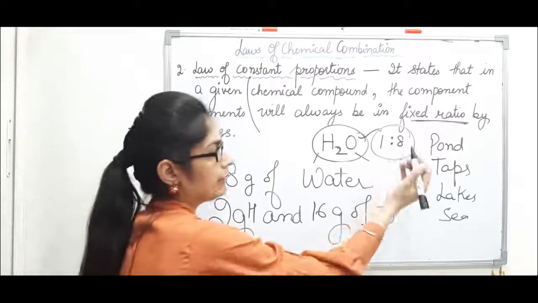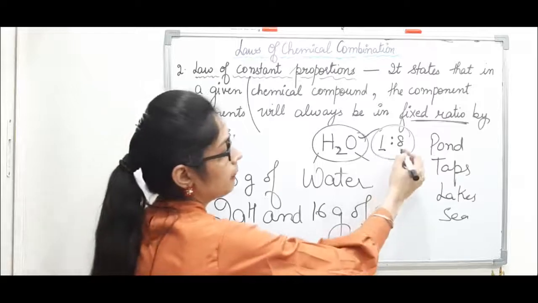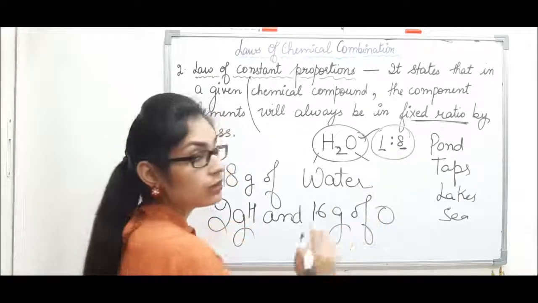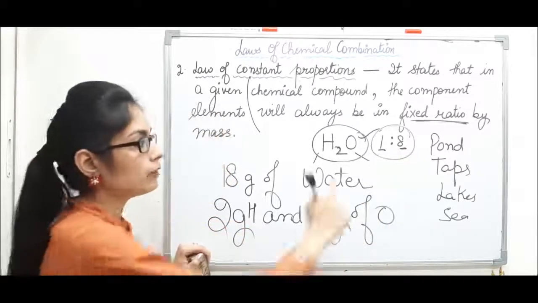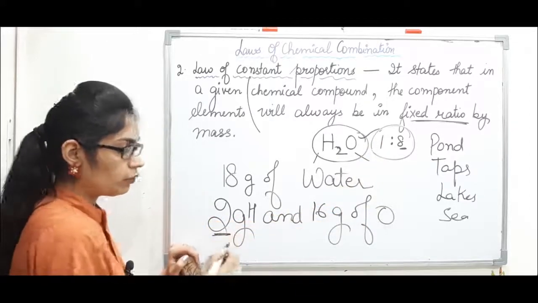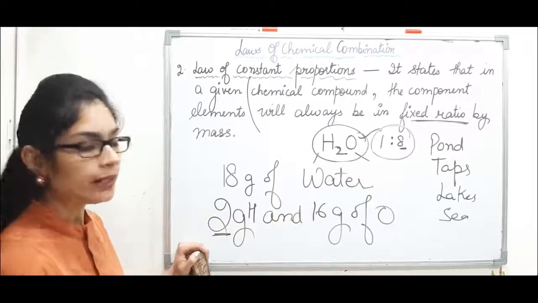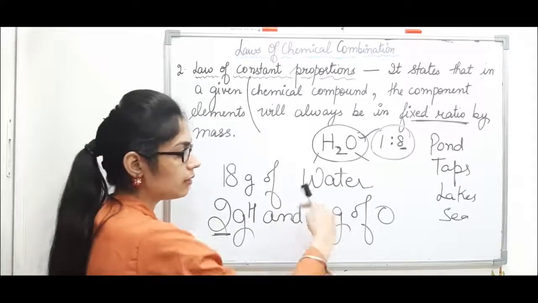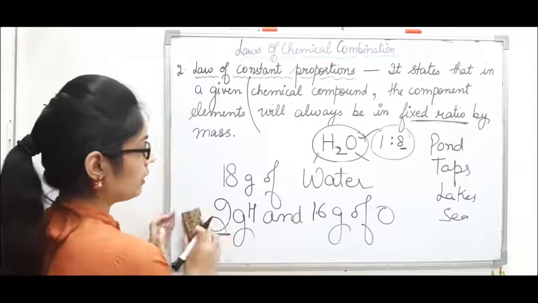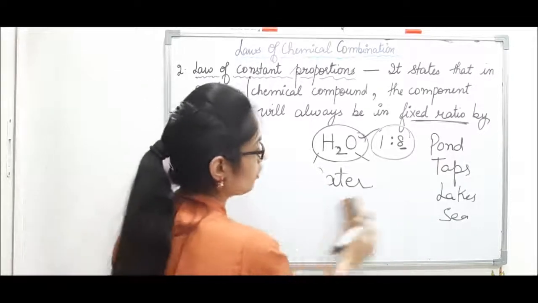Because here you can see the mass of hydrogen and the mass of oxygen. The mass of oxygen is 8 times the mass of hydrogen. So if 2 grams is the mass of hydrogen, you have to do 8 times. 2 into 8 is 16. So that's why 16 grams of oxygen. We can take other examples also. Always you have to find the ratios of the mass.